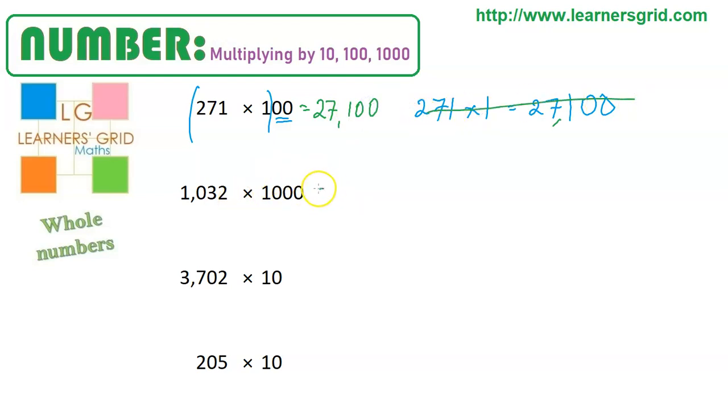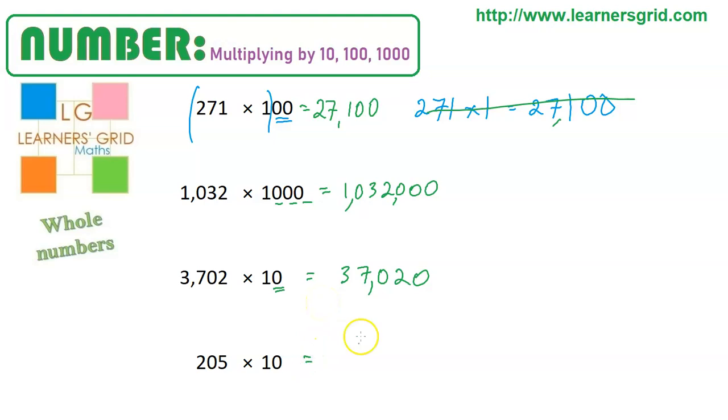This one here, you don't even have to do all this. You can just go 1, 0, 3, 2, 1, 2, 3, 1, 2, 3, and there you go, 1,032,000. Done. This one here, same way. Just go 3, 7, 0, 2, got 1 0. So put 1 0 on the end, 37,020.